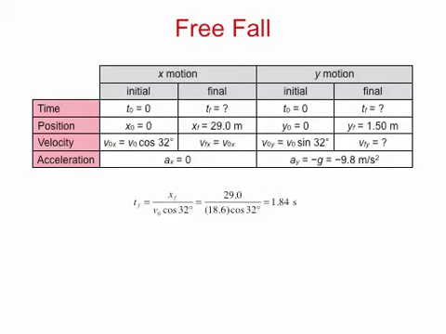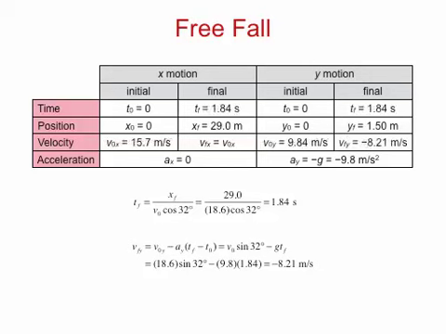Now that we know v naught, we can plug it back in to find t sub f, which turns out to be 1.84 seconds. And we can find v sub fy using the second constant acceleration equation for the y motion. All the variables on the right-hand side are now known, so we can just plug in numbers and evaluate to find that v sub fy is minus 8.21 meters per second.